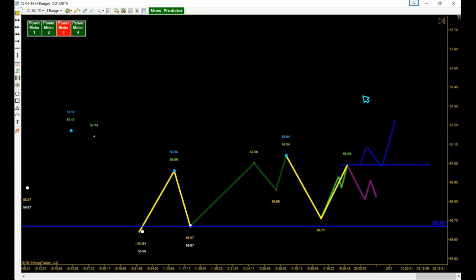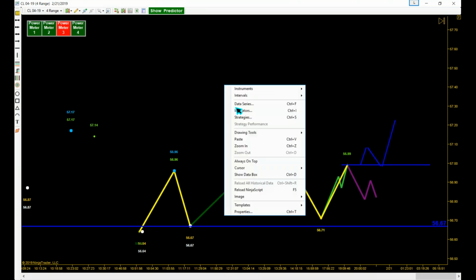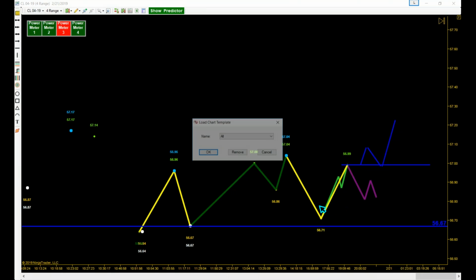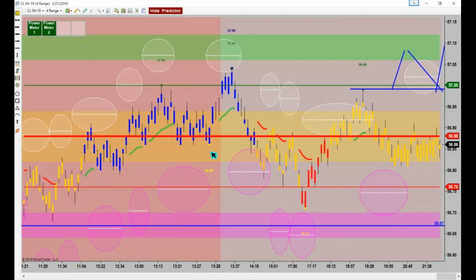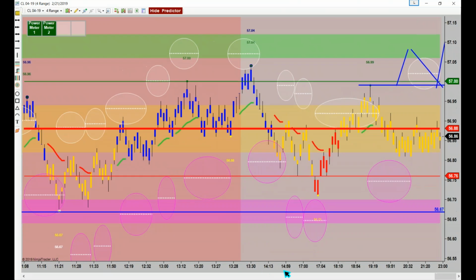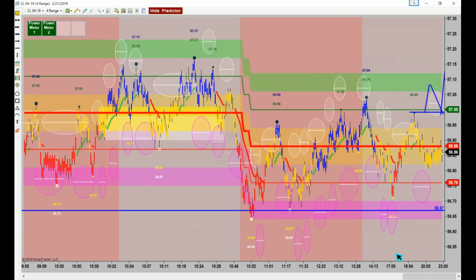Okay, let's change this template real quick. Let's just change it. We'll go to our regular chart. These lines should stay on it, hopefully. Let's see what it looks like. All right, line stayed on it. There we are.